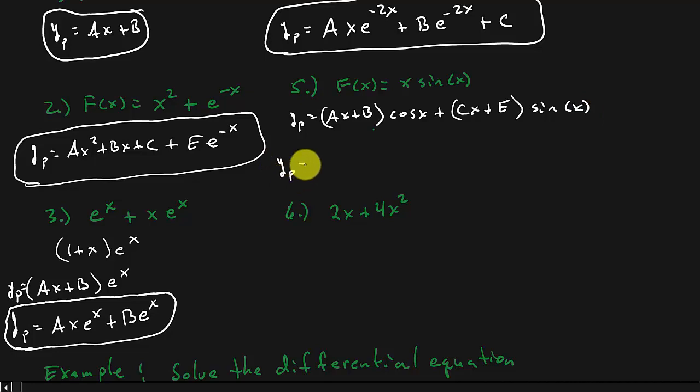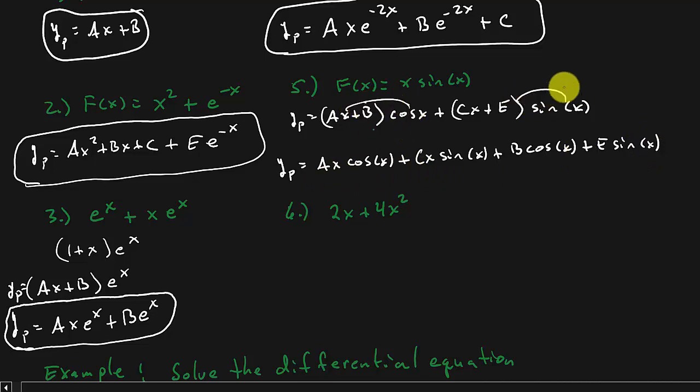And so we would get y_p is equal to a x. And all I'm going to do now is distribute the trig function. We can write it a x cosine x plus c x sine x plus b cosine x plus e sine x. So I put the ones that have the x terms together and the ones that don't together. So I just distributed each of those. And this is it right here.